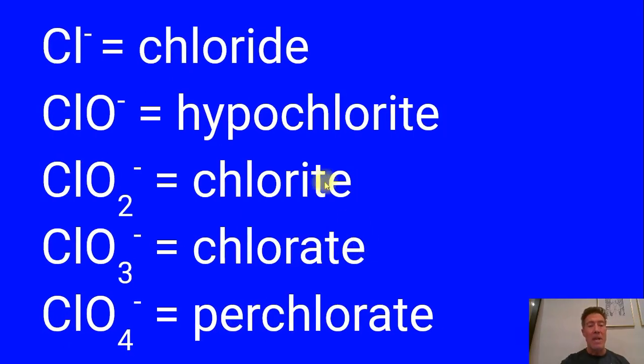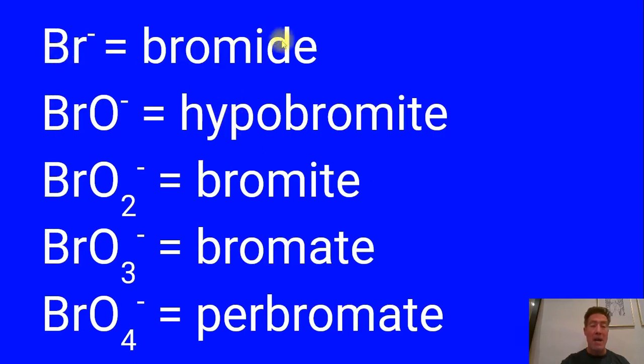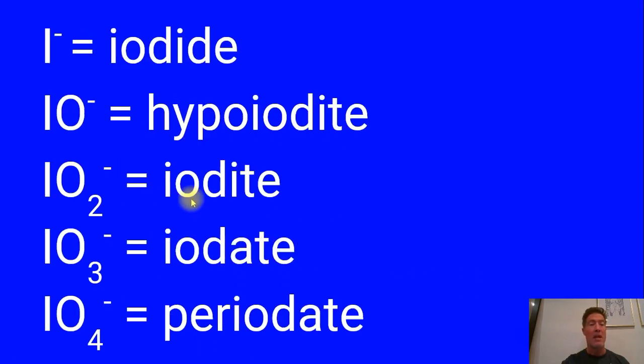Once you have the pattern down for the chloride, you also have the bromides, because it has the same thing. They're all -1, and it's hypobromite, bromite, bromate, perbromate. You also have the iodides. You have iodide and hypoiodite, iodite, iodate, periodate.